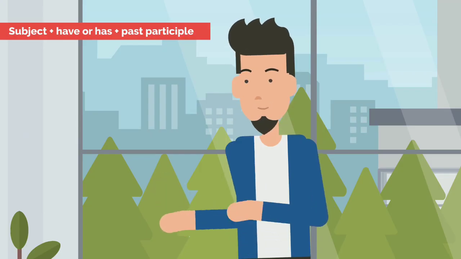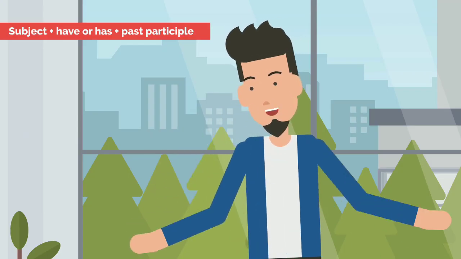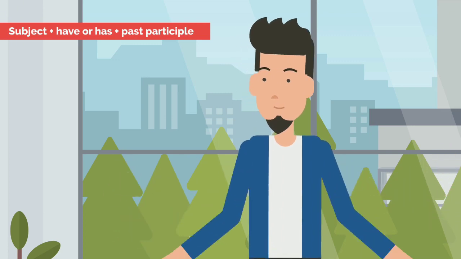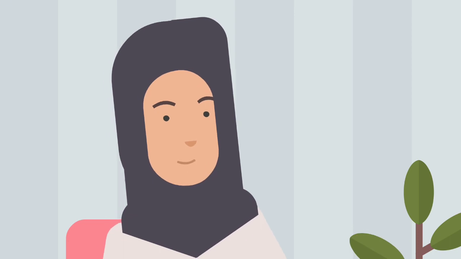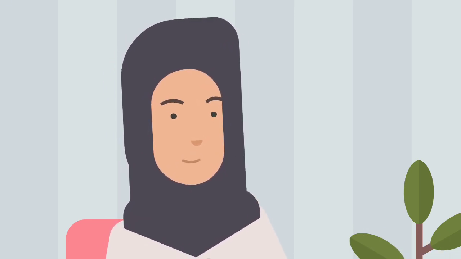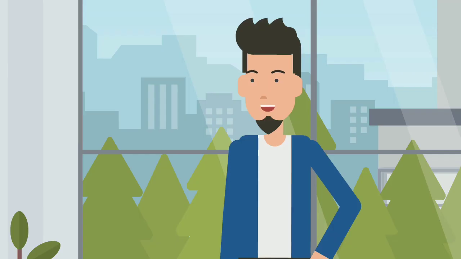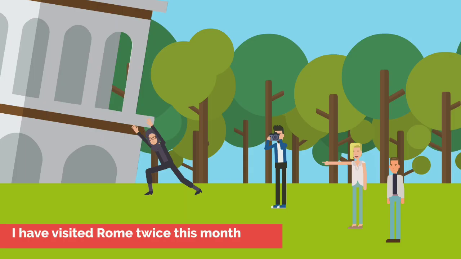The formula for forming the present perfect tense is pretty straightforward. Subject plus have or has plus past participle. That sounds simple enough. Can you give me an example? Sure. For example, I have visited Rome twice this month.